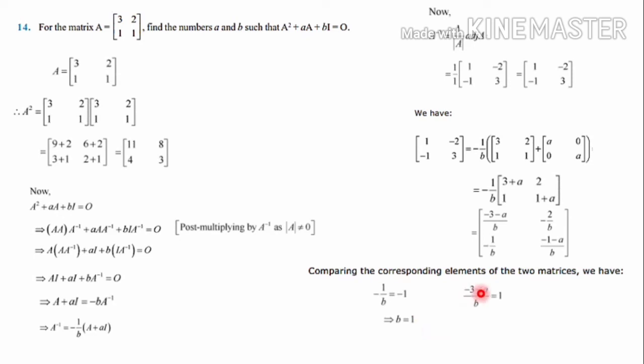Next, minus 3 minus A by B is equal to the first element, that is 1. Then if you substitute the values, minus 3 minus A divided by B, we have B as 1. So cross multiplication, 1 into 1 is 1. So minus 3 minus A is equal to 1. Then it implies A is equal to minus 4. So here we have got the answers. Minus 4 and 1 are the values of A and B.